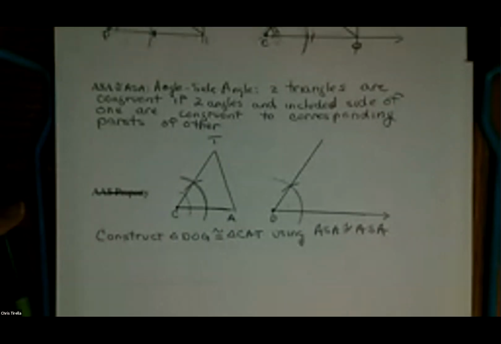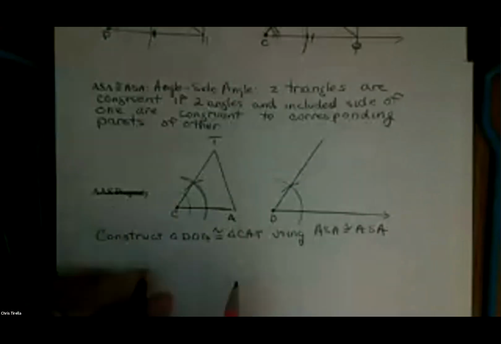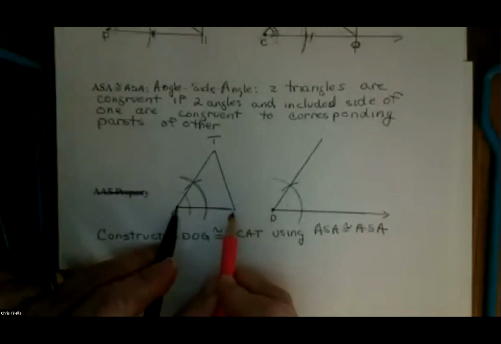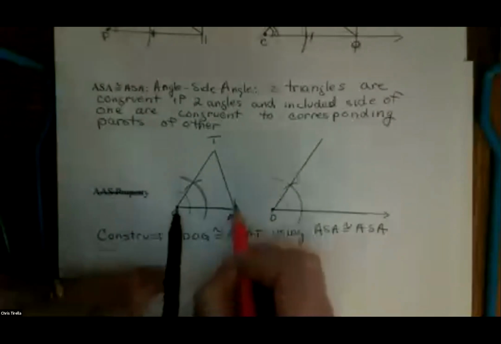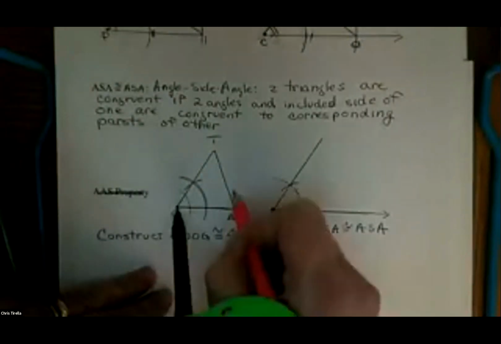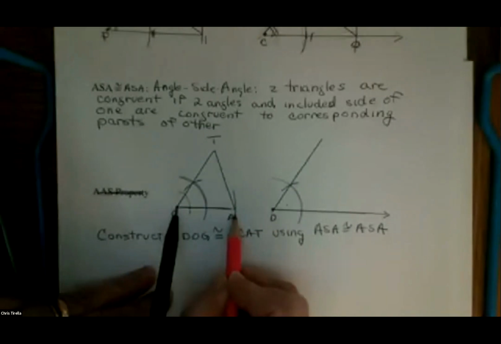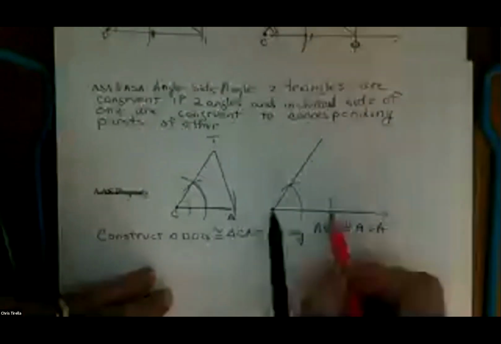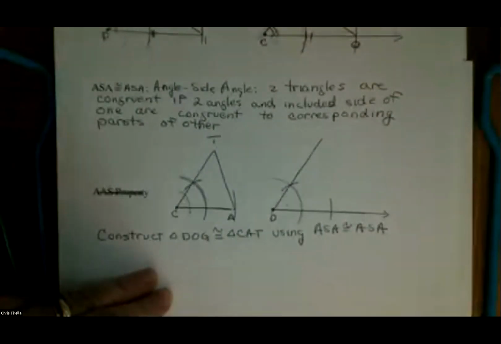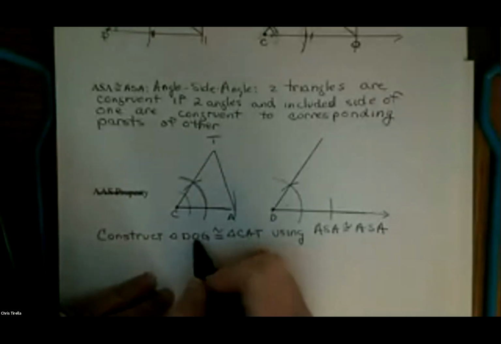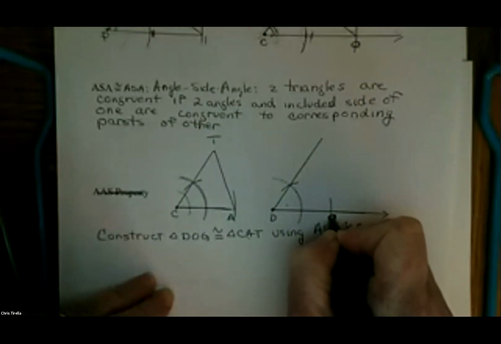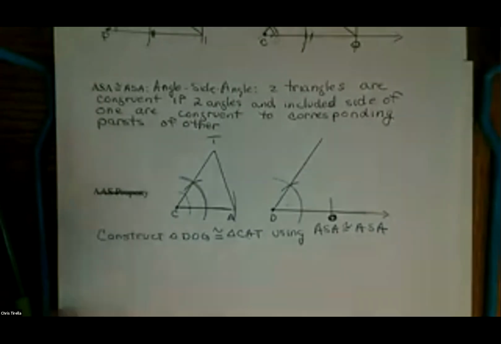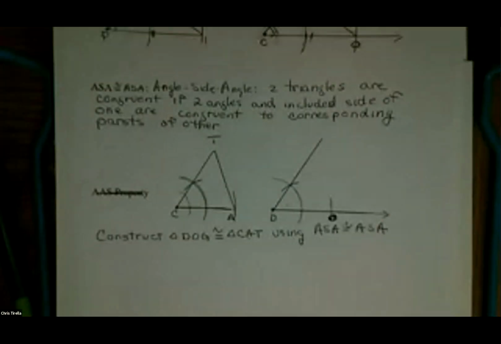Well, after we have an angle, it's ASA, angle, side, angle. We want to copy a side. So I'm going to copy side CA. I'll put my point at C and swing an arc through A. Then I'm going to put my point at D and swing that same radius. Looking at the way I named them, A corresponds to O, so this will be point O. So I now know that segment CA is congruent to segment DO. I've got my angle and my side.